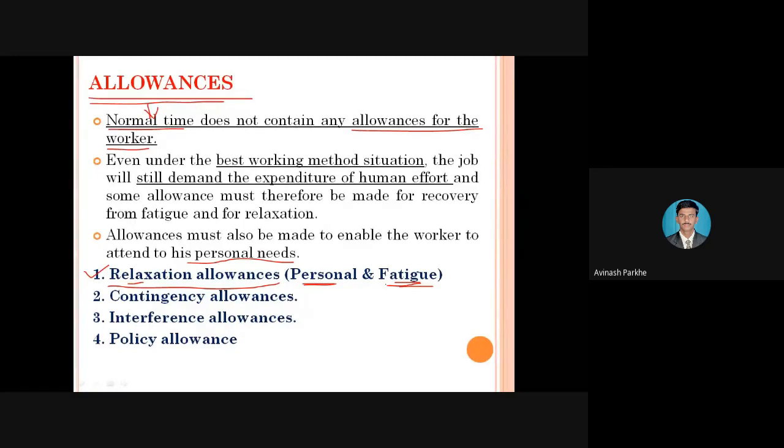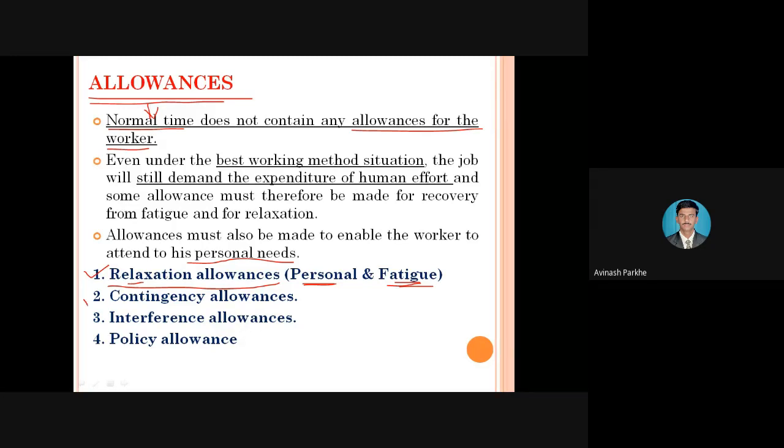That means he can go for drinking water, washing the hands; like that he can take personal needs. And 7% is given to women. So for women, an extra 2% is given as compared to men. The 7% is assigned to women and the remaining 5% is assigned to men. So the personal and fatigue allowances come under the category of relaxation allowance.